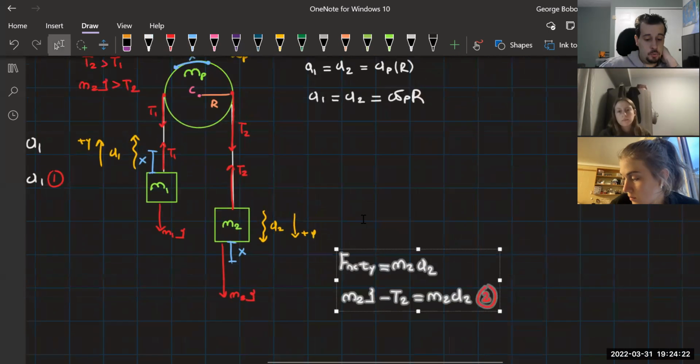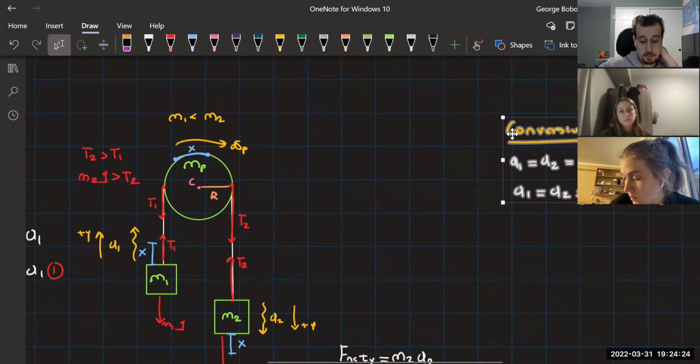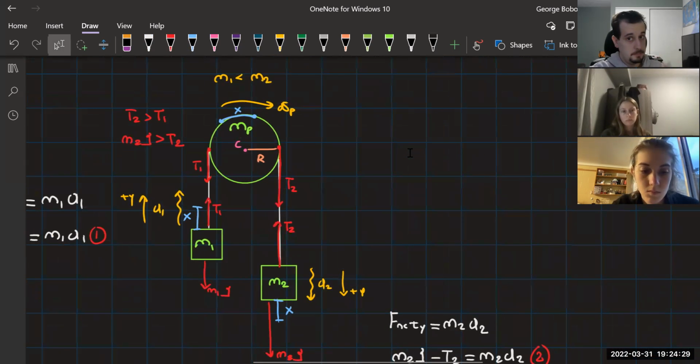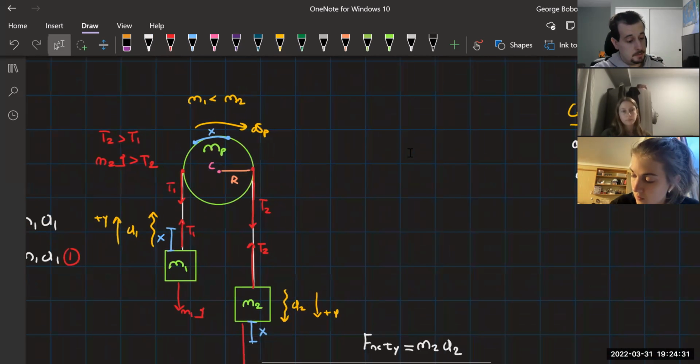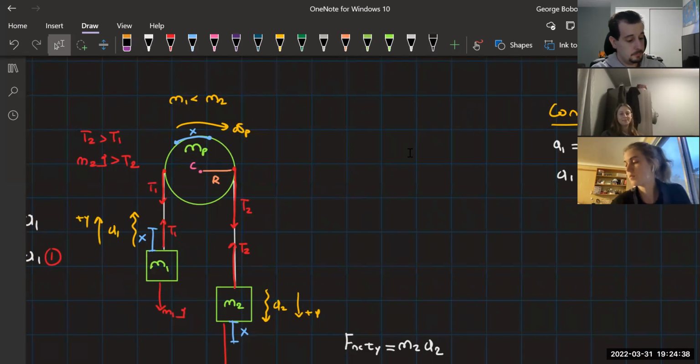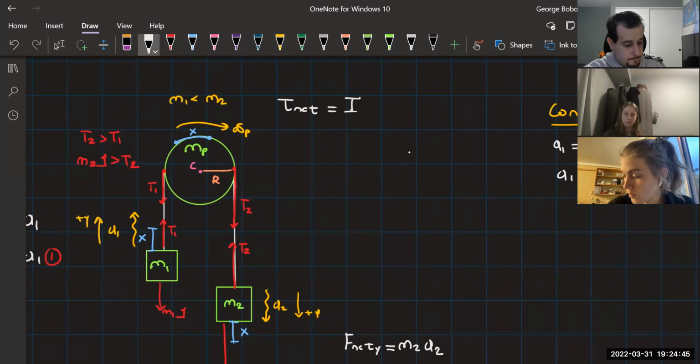So the last one here I'm going to give to you, Jamie, to do. So let's think. This needs torques. Tell me what the torque Newton's second law looks like. Net torque equals inertia times alpha. Okay. The alpha here, we've called it alpha P on the diagram.